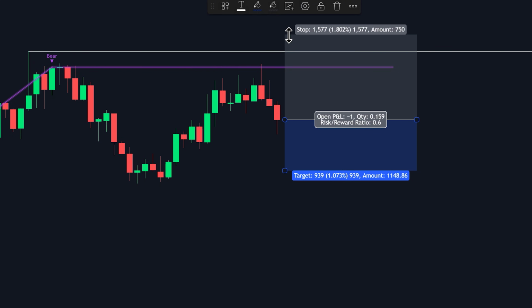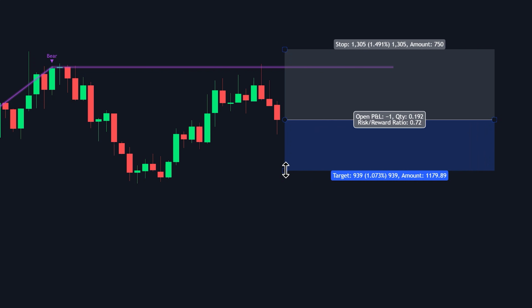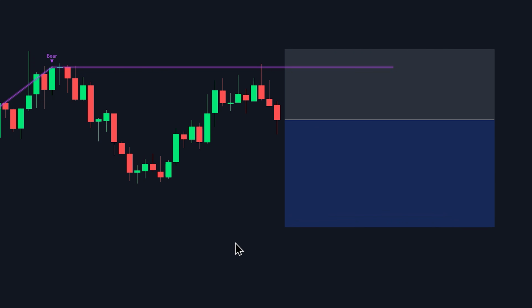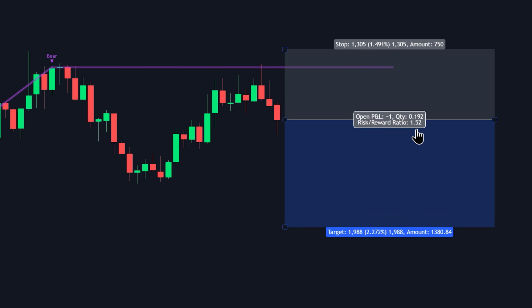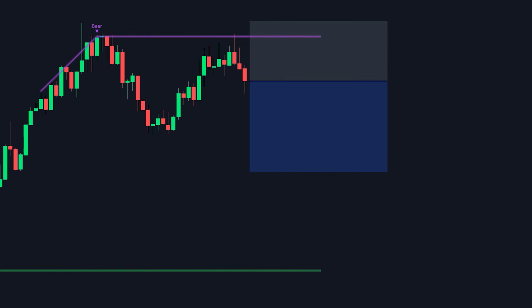And again, the zone behavior helps. If price breaks through and the zone stops extending and turns dashed, that's a clear sign the supply idea is invalidated. For targets, same logic. Start with 1.5 R as your base. Then, if you want a more structural target, aim for the next bullish divergence zone below or the next clean support level on your chart.